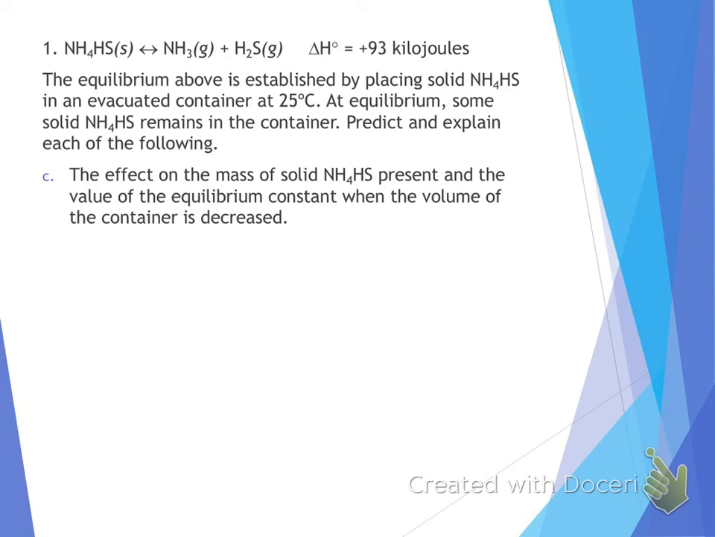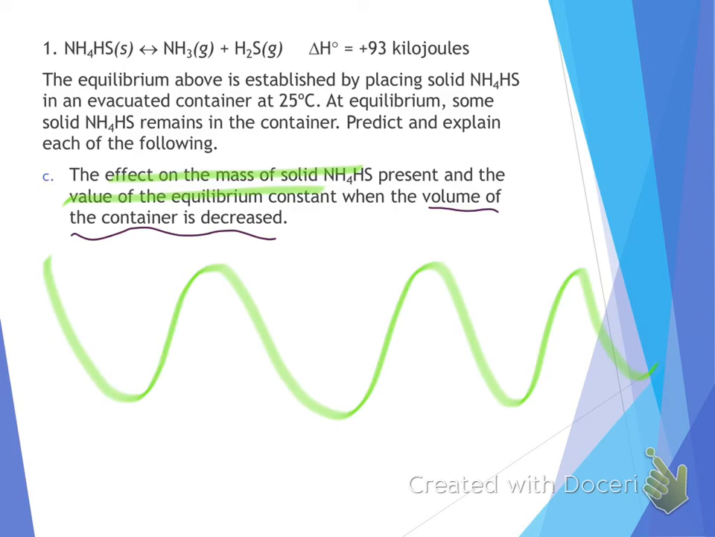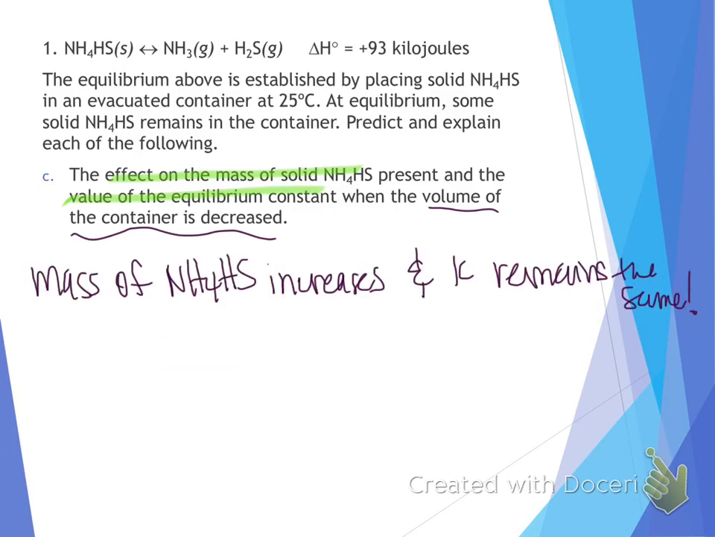So that brings us on to part C. We're looking for the effect on the mass of the solid NH4HS present and the effect on the equilibrium constant when the volume of the container is decreased. So again, give that a go, think it out, resume when you're ready to check. So our mass of the NH4HS should increase while K remains the same.